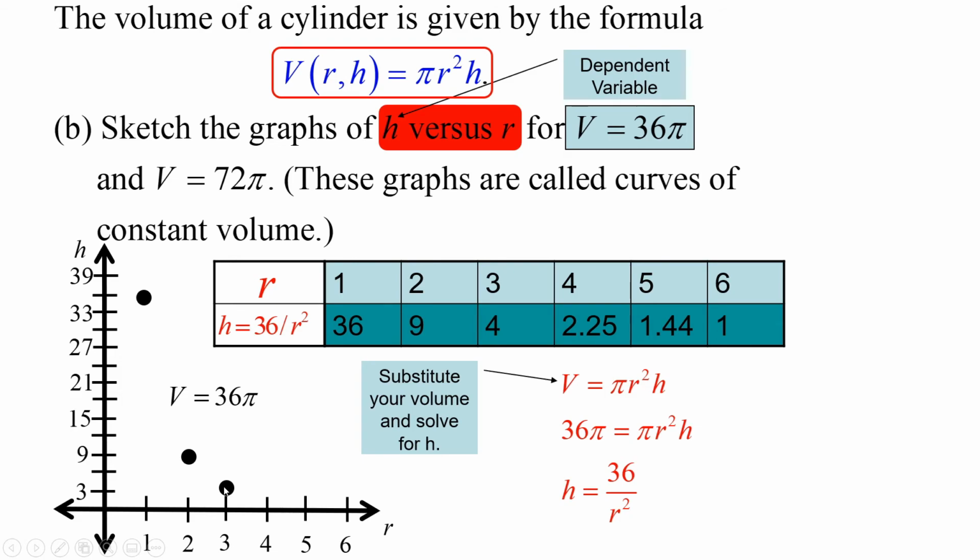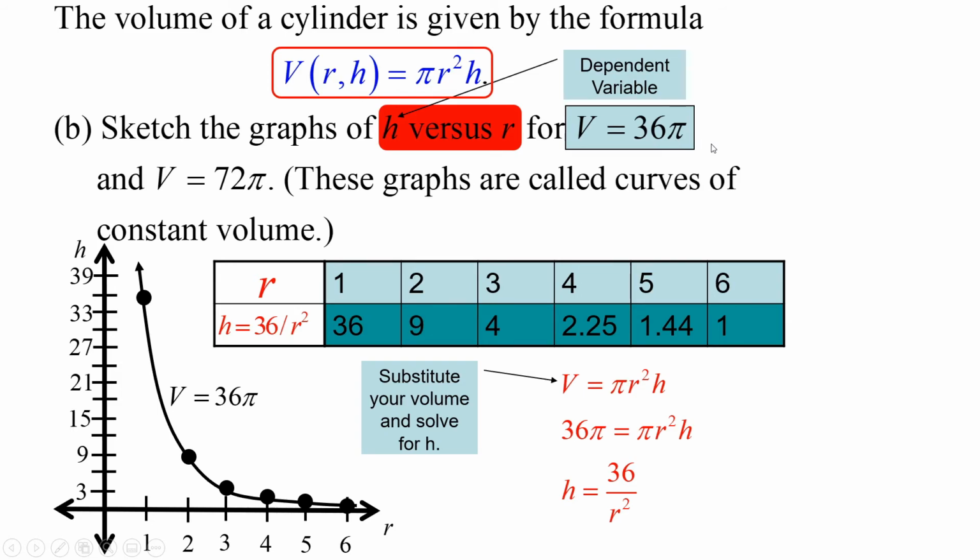And then, you know, I know it's just going to get closer and closer and closer to the R axis. So I'm going to kind of wing it here, you guys. Just go a little bit lower and a little bit lower and a little bit lower. And I can keep going as long as I want. And then I'm going to put a smooth curve through the scatter plot. And that is my graph of H versus R given a volume of 36 pi right there.